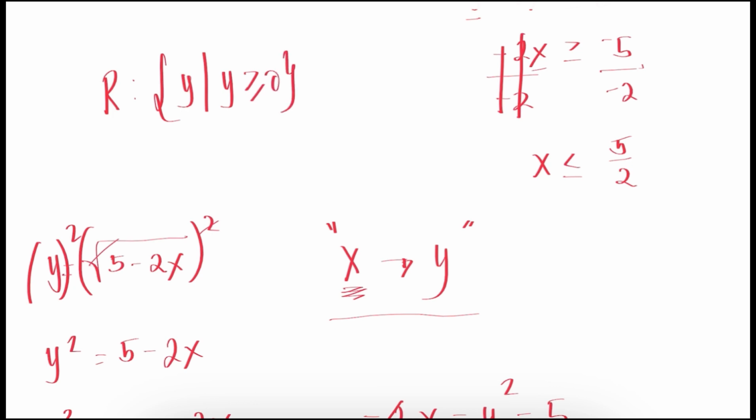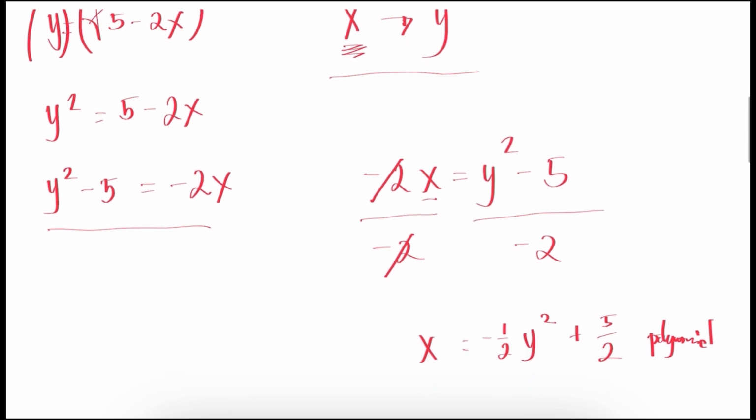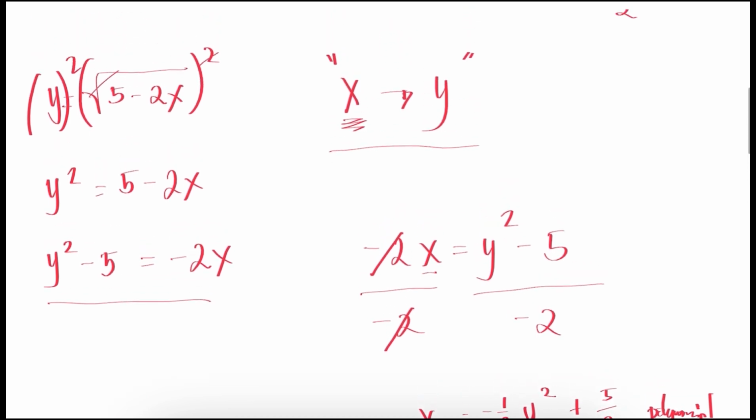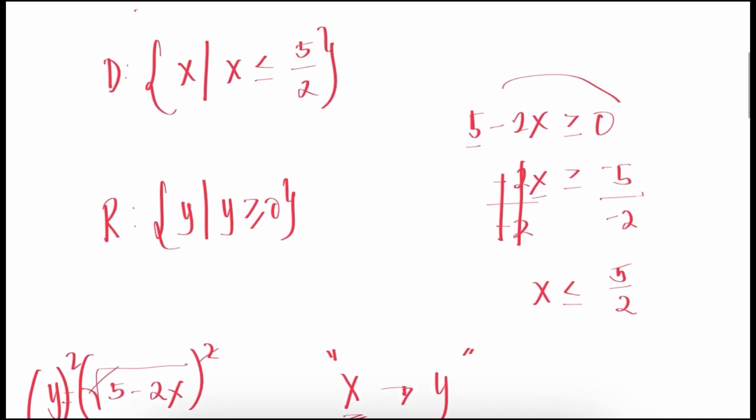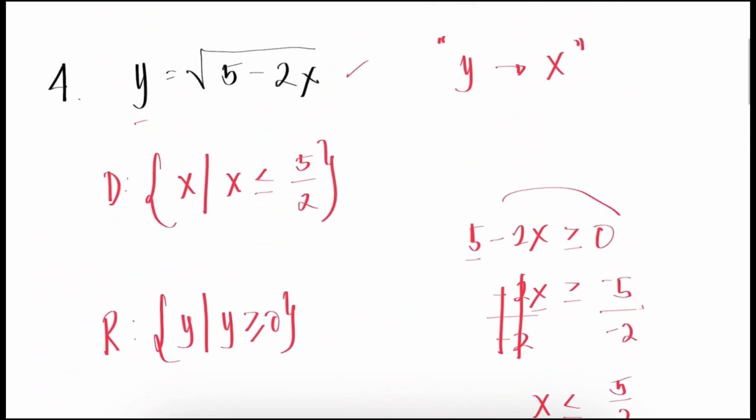Now, why greater than or equal to 0? Knowing that the equation for x is a polynomial, because in the original equation, y is equal to the square root of 5 minus 2x, the restriction must be greater than or equal to 0.